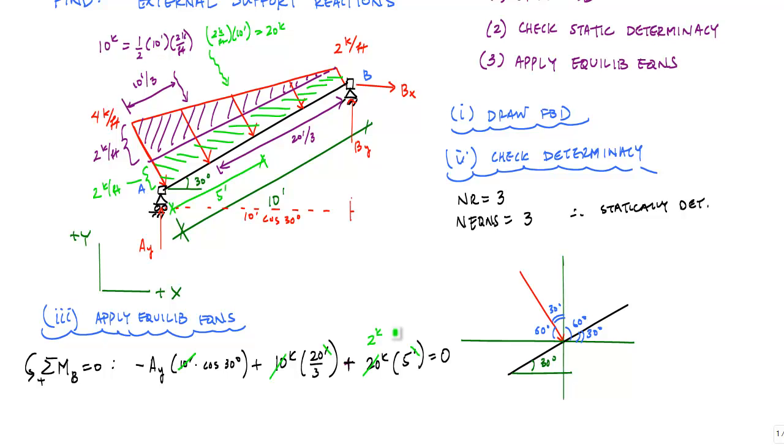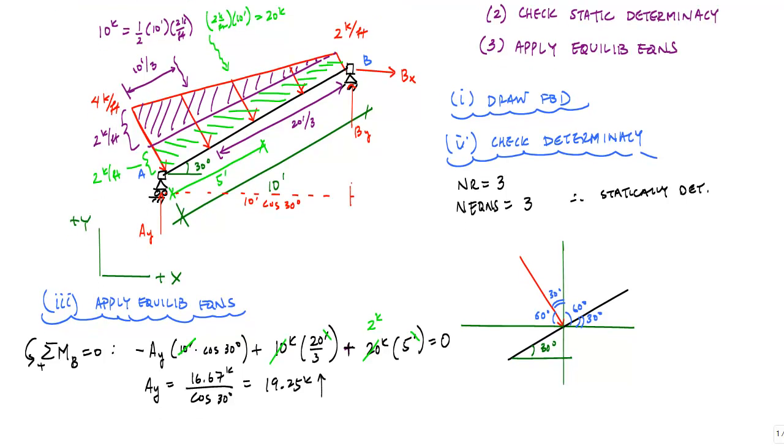Now when I solve for AY directly, I would get AY is equal to 16.67 kips divided by cosine of 30 degrees, which is equal to a positive 19.25 kips. That positive result, using a global equilibrium equation, tells me that the direction I drew AY is correct. So this AY is 19.25 kips pointing upwards.